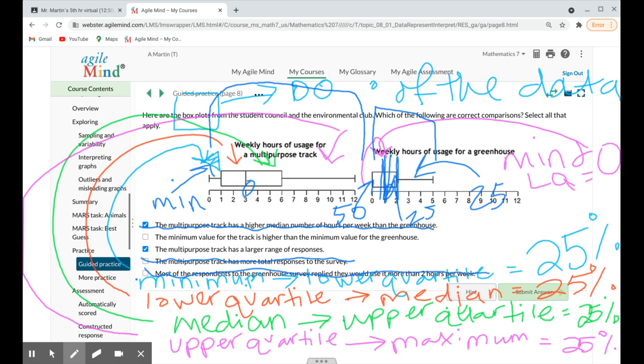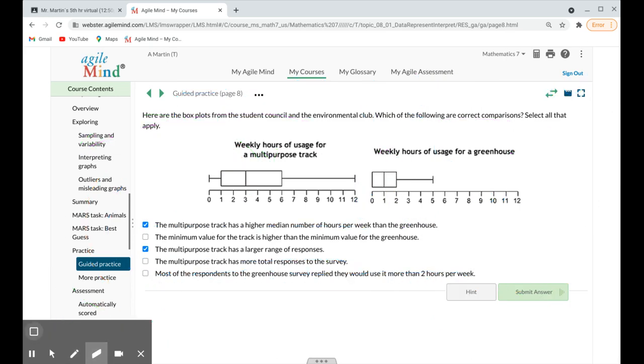Anybody have a question about that? Everybody get their notes taken down. Going once. Yes, sir. Going twice. It's out of there. And now we're going to our more practice.